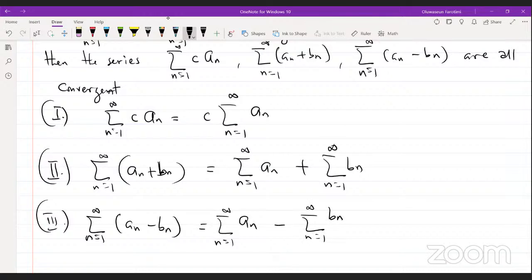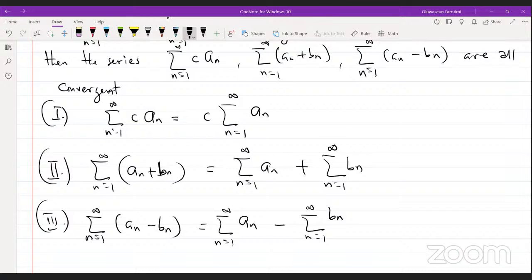So these are properties. Remember, if you multiply it by a constant, it doesn't change the fact that it converges. If you sum it up together, it still converges. If you subtract, it still converges because these guys are convergent series, okay? Because they are convergent series, so we're free to do that. We're free to make that happen.